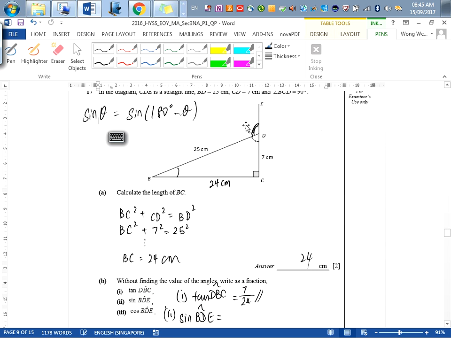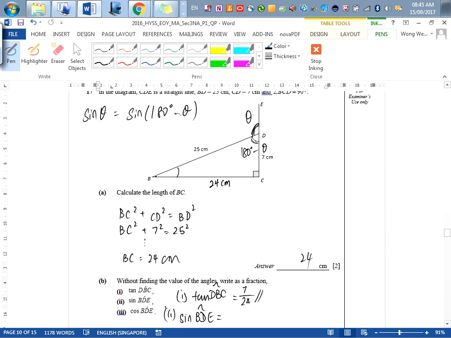Okay, so now I will call this theta. I want to find sine of BDE. Sine of this angle is equal to sine of 180 degrees minus theta. What is 180 minus this angle? This one over here is 180 degrees minus theta, isn't it? This is 180 degrees minus theta.